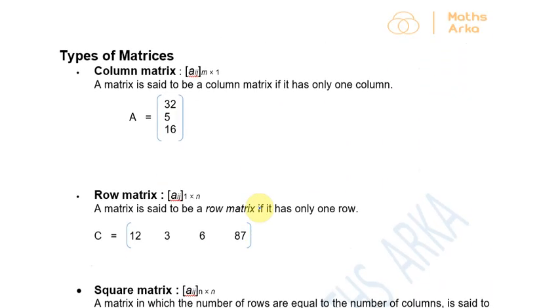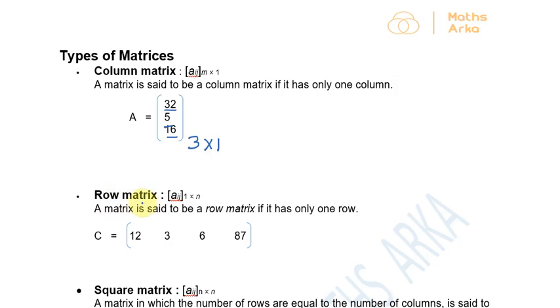Now let's move on to the types of matrices. What are all the types of matrices? First one is the column matrix. A column matrix has just one column. So here in the example we could see that there is just one column, and although there are 3 rows over here, 1, 2, 3, the order is 3 cross 1. So simple enough. A column matrix has just one column.